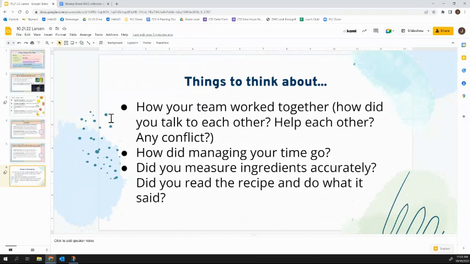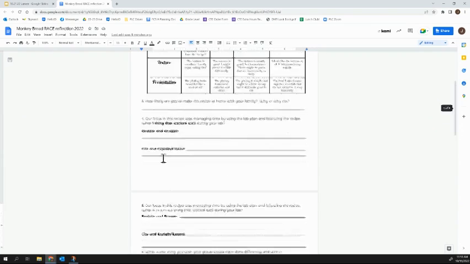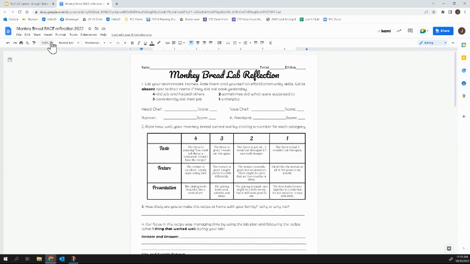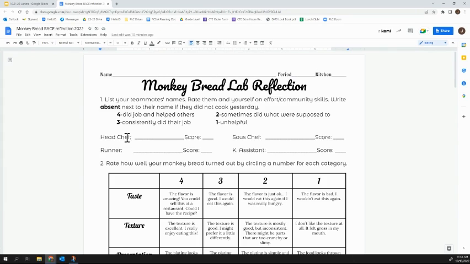Okay. So now I want to show you the reflection. We've got up here. You are going to, let me make it bigger. Write the names of each of your group members. And if they were gone, write absent next to them. I still want their name on it. And then give them a score so that I know.